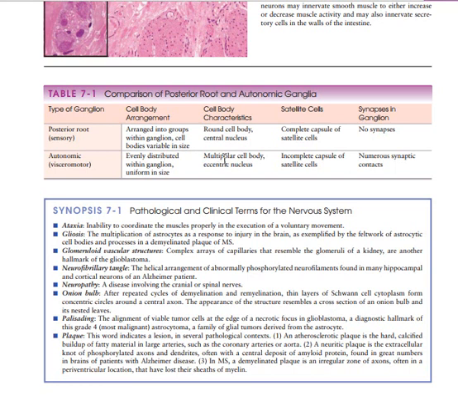Now the cell body characteristics. In the posterior root ganglia, we have round cell bodies and a central nucleus, while in the autonomic ganglia we have multipolar cell bodies and an eccentric nucleus. For the satellite cells, we have complete capsules of satellite cells in the posterior root ganglia, and incomplete capsules of satellite cells in the autonomic ganglia. And lastly, synapses: you have no synapses in the posterior root ganglion, and you have numerous synapses in the autonomic ganglion.